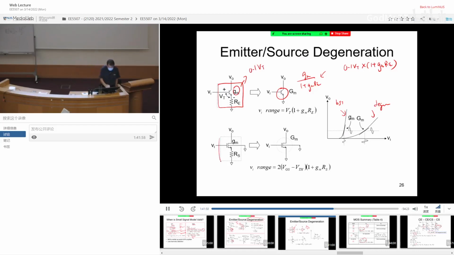Now, for the MOSFET, same thing. You are reducing the GM by the factor 1 plus GM RS. So, effectively, you're boosting the range by this amount of factor. Okay?